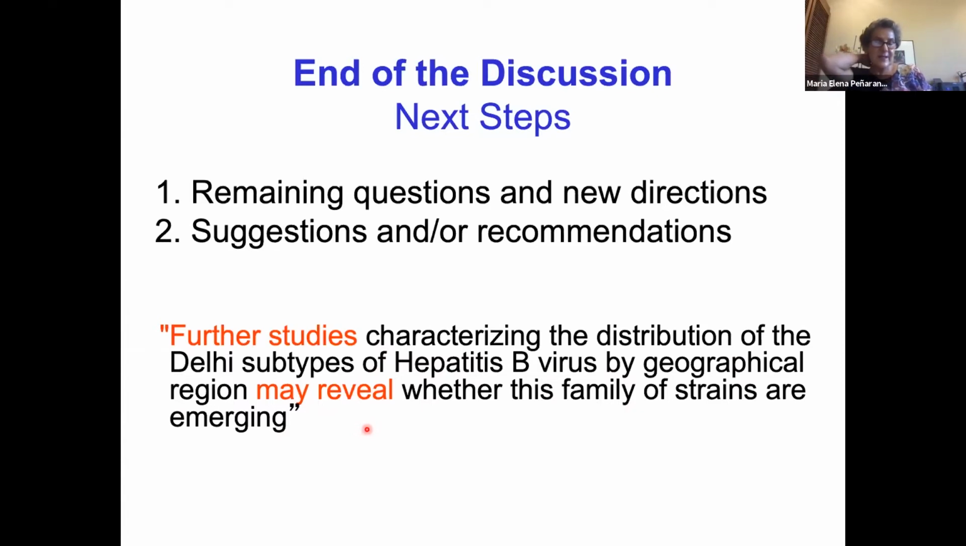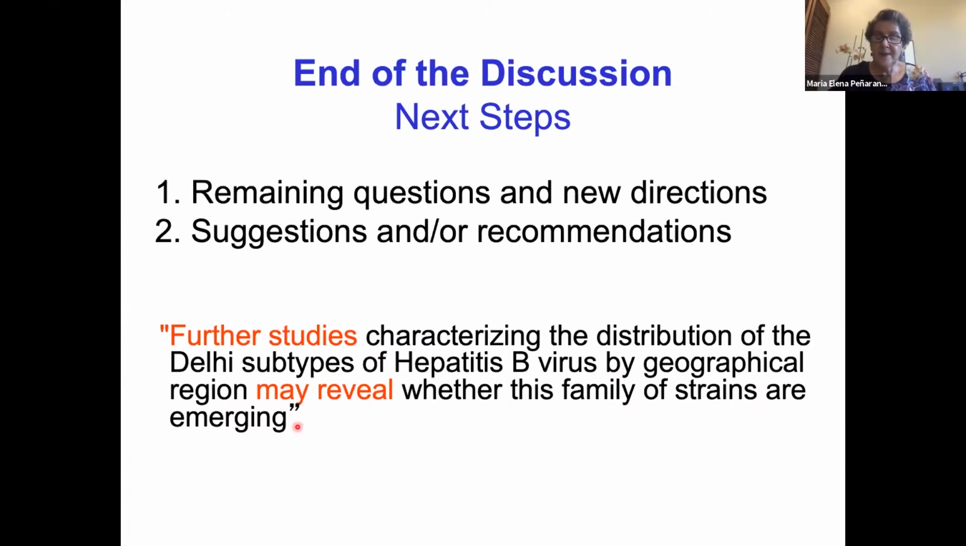Suggestion at the end and recommendation. Be careful, because these studies show that there is hepatitis B in this geographical area. It might reveal that this is an emerging strain, which is what we're all afraid of, all these new emerging diseases coming up in the world.